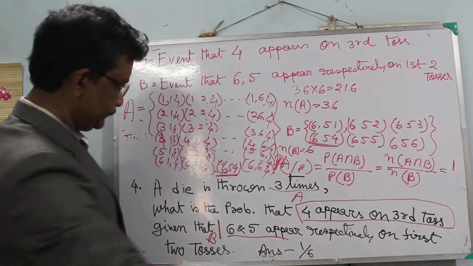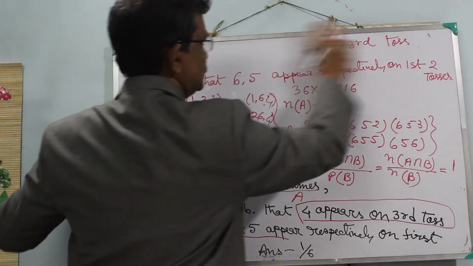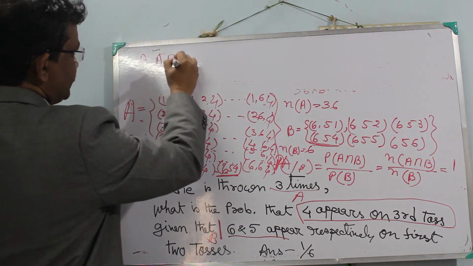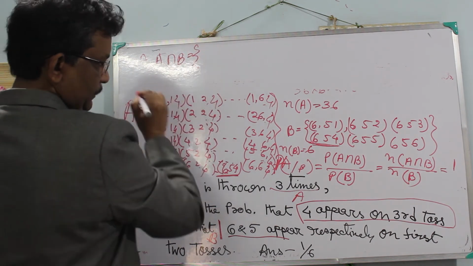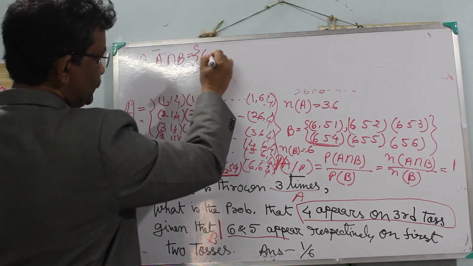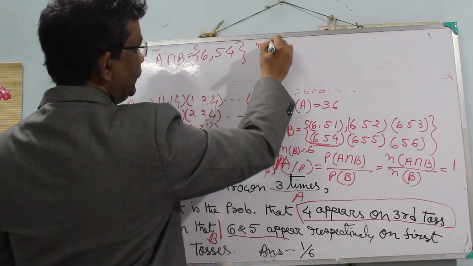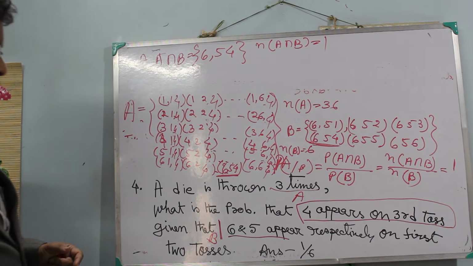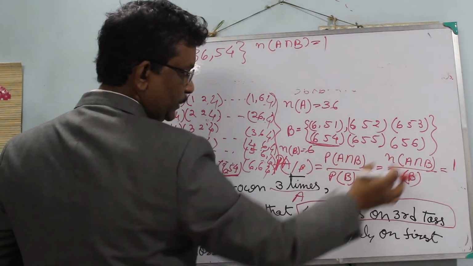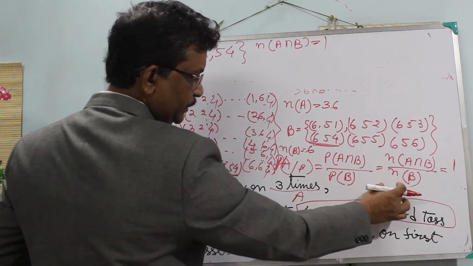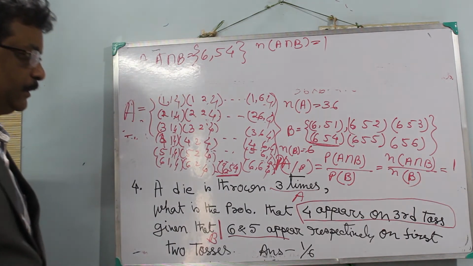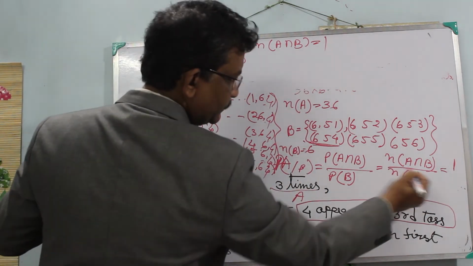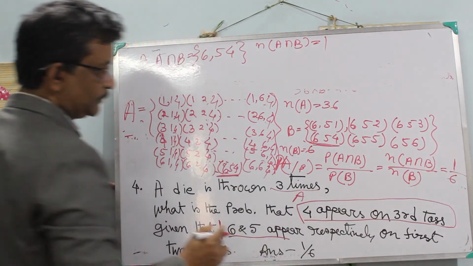I can write here, A intersection B equals 6 5 4. So N(A intersection B) equals 1. Now you have the numerator, and the denominator is the number of elements of set B. Set B has 6 elements. So the answer is 1 divided by 6, so the answer is 1 by 6.